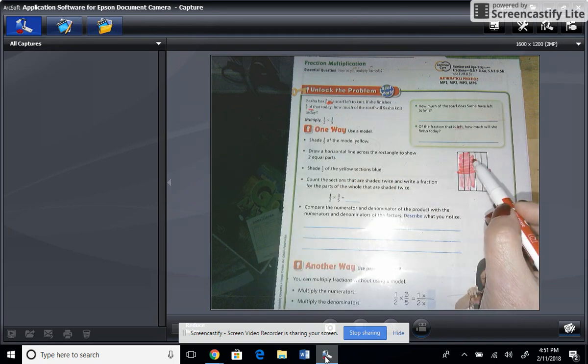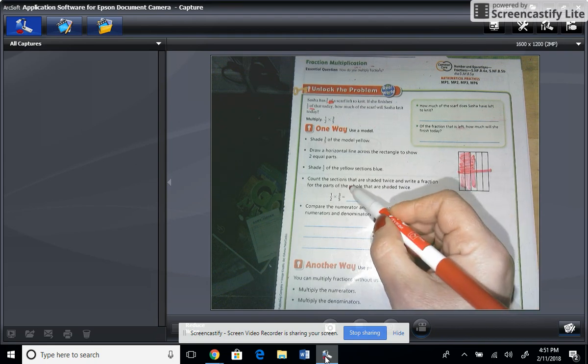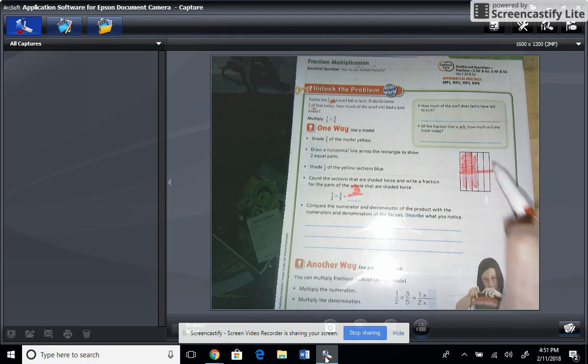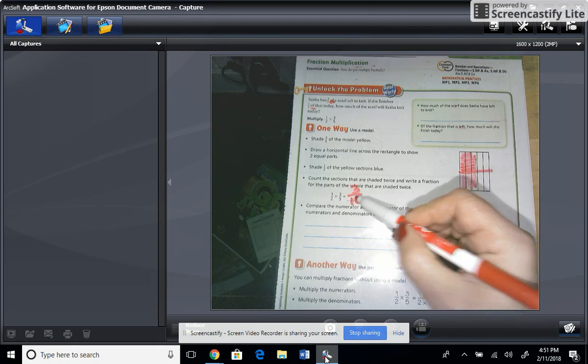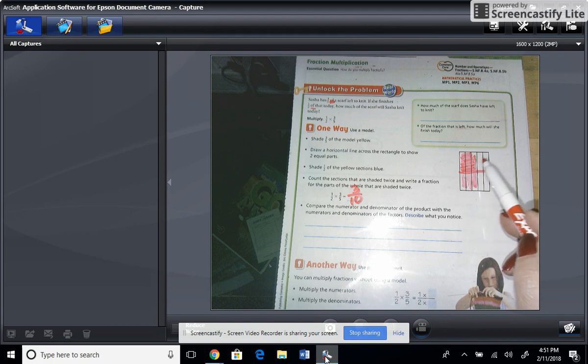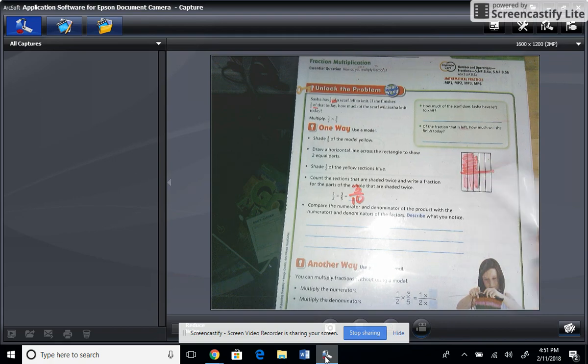So how much of this is double shaded? 1, 2, 3. 3 out of how many do we have all together? Well, we have 10 parts. 1, 2, 3, 4, 5, 6, 7, 8, 9, 10 equal parts.